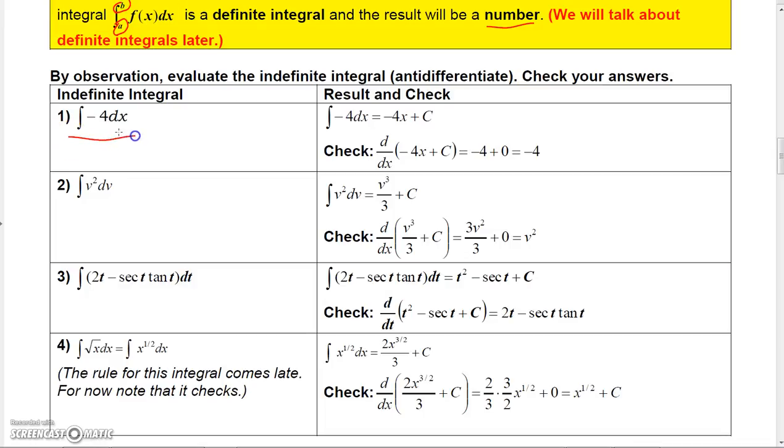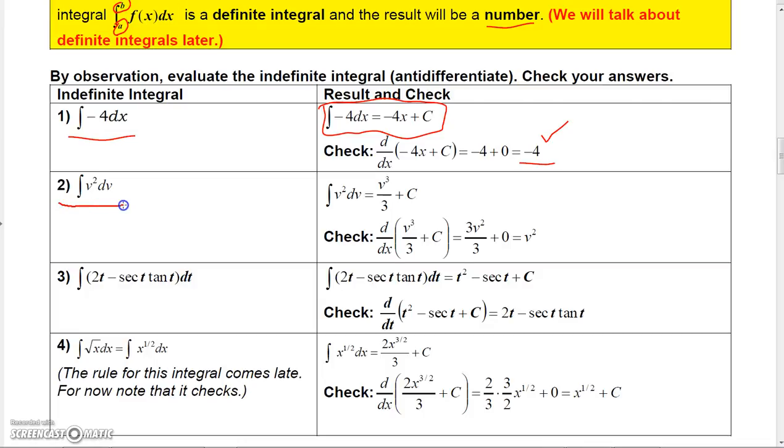Okay, we know that negative 4 is the derivative of negative 4x. So this indefinite integral would be negative 4x plus c. And I'm going to leave it to the reader here to check: take the derivative of the result, and you should get what we had over here in the integrand, negative 4.